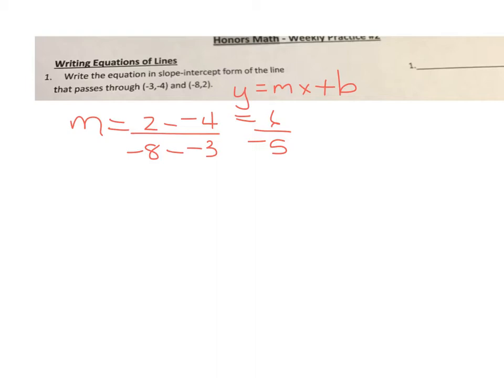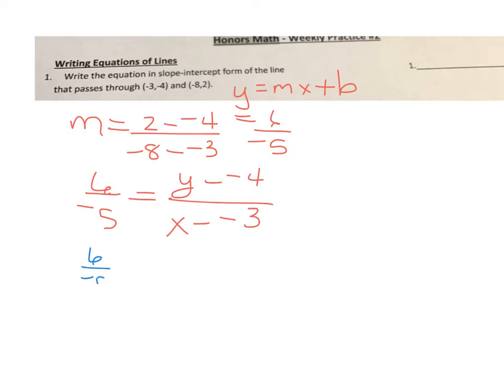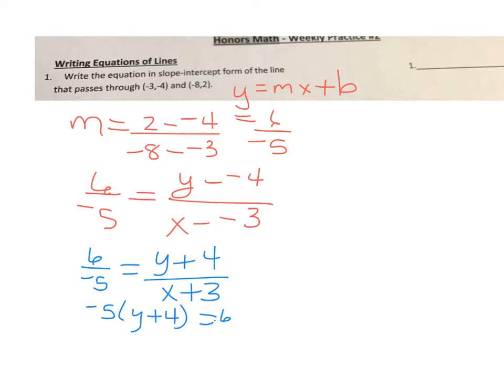Next, I'm going to take my slope and use one of those 2 points that were given to me. It doesn't really matter which. I'm going to use the first point: y minus -4 over x minus -3. Now I'm ready to do the proportion method and cross multiply. First, I'm going to make my 2 negatives positives. I want to go the y direction first, so -5 times y plus 4 equals 6 times x plus 3.